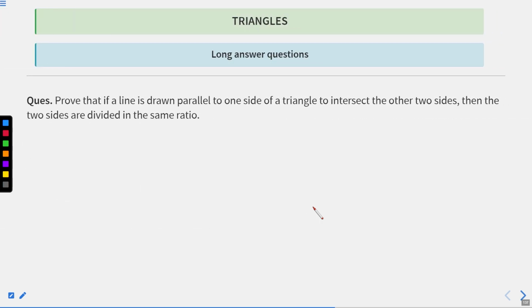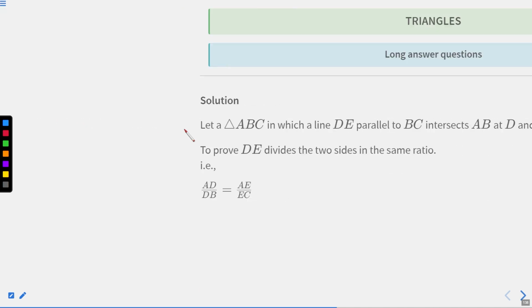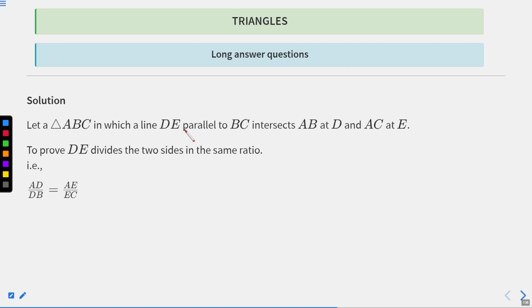Okay, so now let us move to next question. In this question, we have to prove that if a line is drawn parallel to one side of a triangle to intersect the other two sides, then the two sides are divided in the same ratio. Okay, so let us prove it. Here we first take a triangle ABC in which a line DE is parallel to BC and intersects AB at point D and AC at point E. Okay, so suppose we have this triangle, and here we have drawn a line DE.